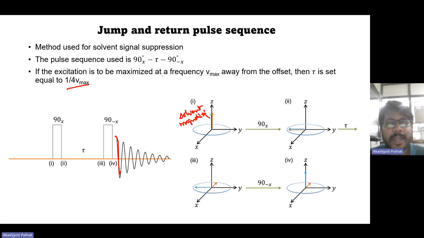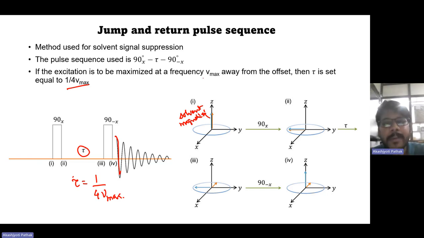Okay. So if the excitation is to be maximized at a frequency nu max away from the offset, then tau is set equal to 1 by 4 nu max. So what should be the value of this delay time, or this tau? Usually, the value of tau is set to 1 by 4 nu max.